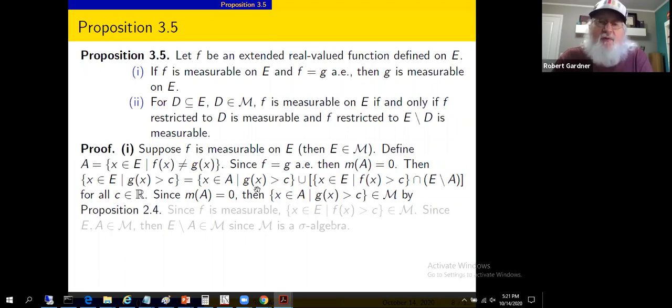Could be, it's different from g, so I don't know. It could be greater than c also. It could be less than c. I don't know what f is doing. Remember, this is a small set, though. This is a subset of a set of measure 0.